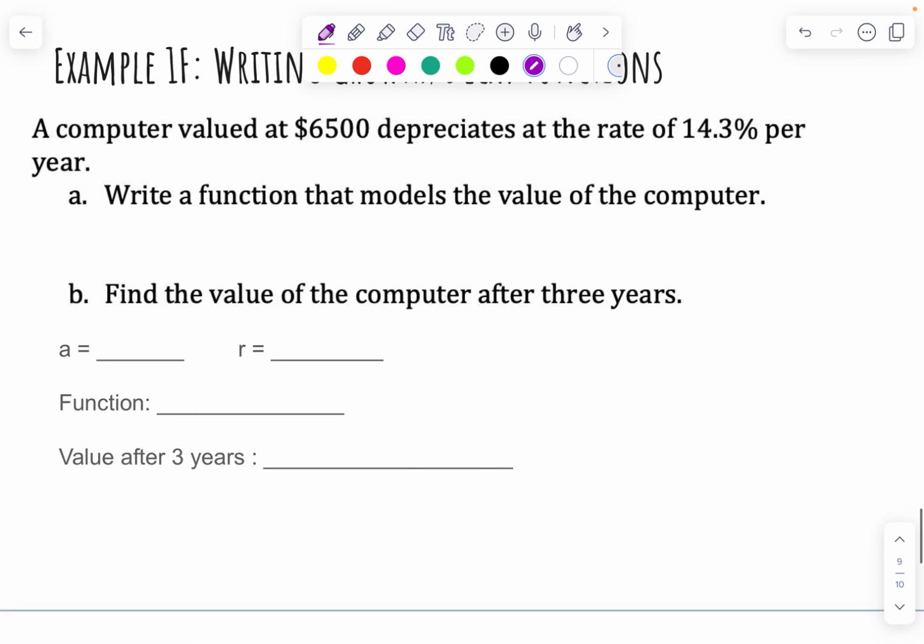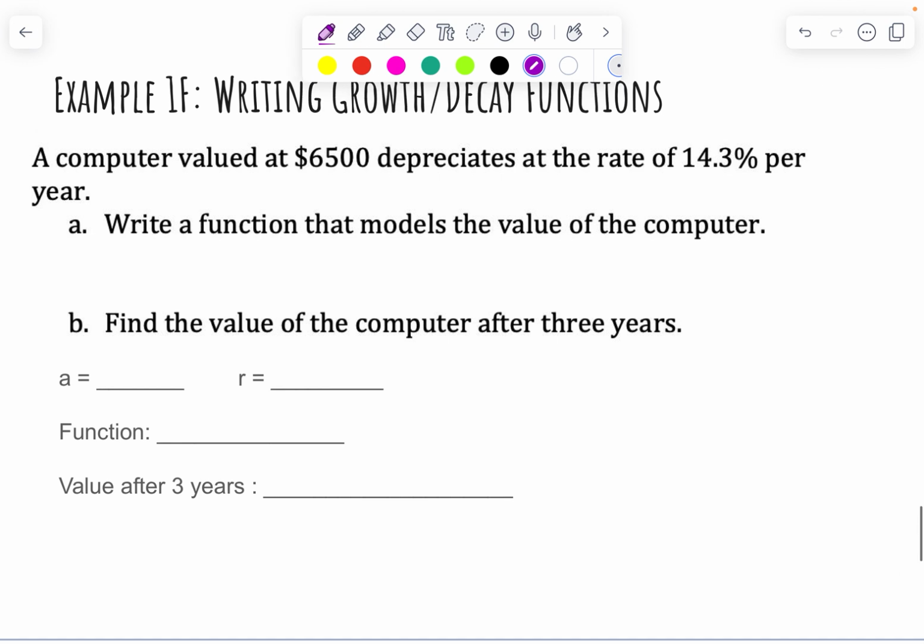A computer valued at $6,500 depreciates at the rate of 14.3% per year. So it starts at $6,500. It depreciates, which means it's decaying, so we're going to subtract. Our equation here starts at 6,500. If we do 14.3 divided by 100, we would get 0.143.